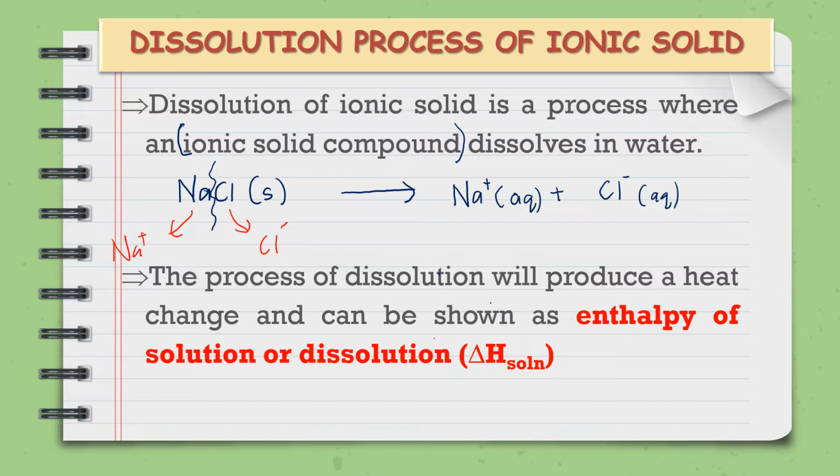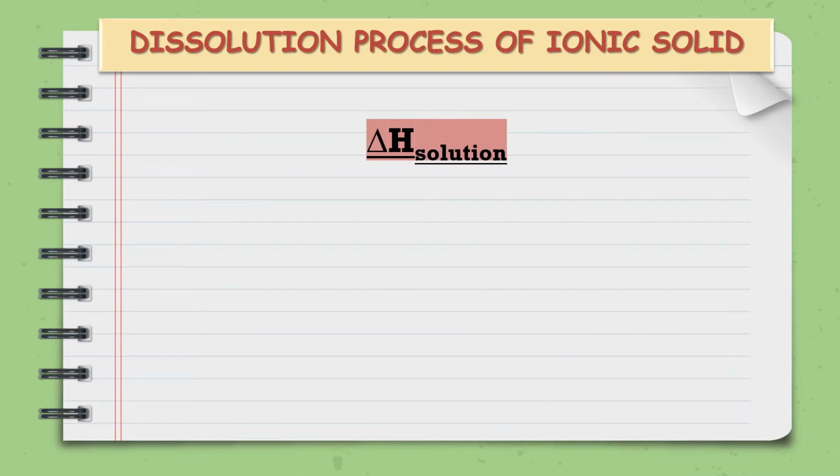Okay, other example, for example, if I give you MgCl2. When MgCl2 solid undergoes the dissolution process, it will break to its respective ions. So we will get Mg2 plus and Cl minus. And if it's dissolved in water, the state for the ions will be Mg2 plus aqueous and Cl minus aqueous.